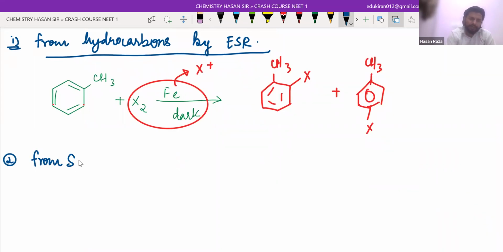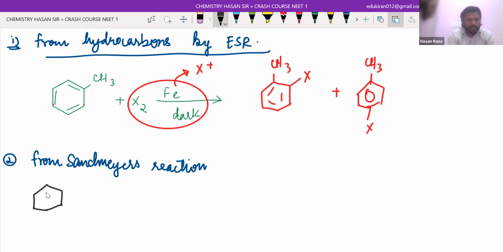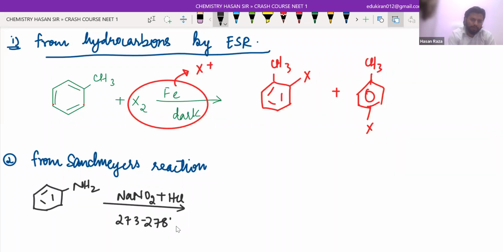This is a name reaction, Sandmeyer's reaction. Now, as you can see from Sandmeyer's reaction, we are going to react this aniline with nitrous acid. With nitrous acid, that means NaNO2 in the presence of HCl, and the temperature should be 273 to 278 Kelvin.